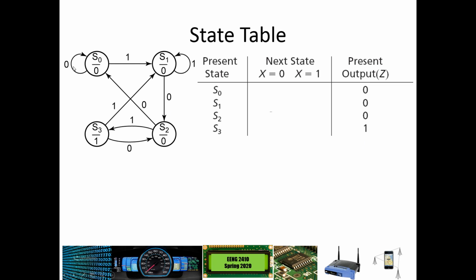So if we're in S0 and we get in a 0, we're going to stay in S0. If we get in a 1, we're going to go to S1. If we're in S1 and we get a 0, we go to S2. If we're in S1 and we get in a 1, we stay in S1. If we're in S2 and we get in a 0, we go back to S0. If we're in S2 and we get a 1, we go to S3. And then if we're in S3 and we get a 0, we go to S2. And if we're in S3 and we get a 1, we go to S1. So now we have our state table.